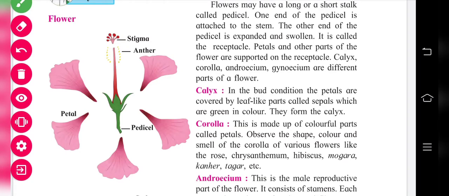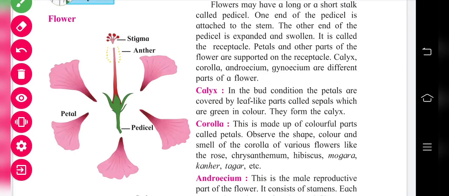Calyx is the part which covers the bud. The small bud is covered by the calyx. Outermost whorl of the flower is also called calyx, green in color and protective in nature. So calyx is protective in nature. The petals in bud condition are covered by the calyx. Calyx is very important and protective in nature.